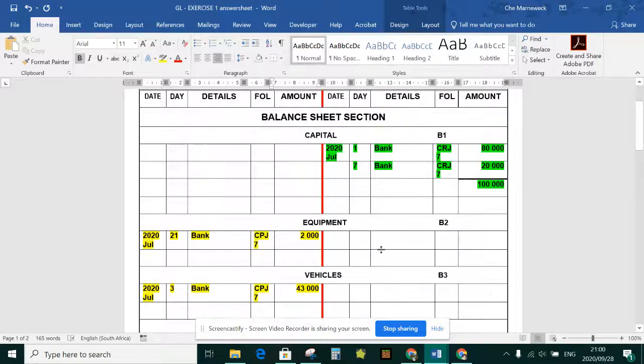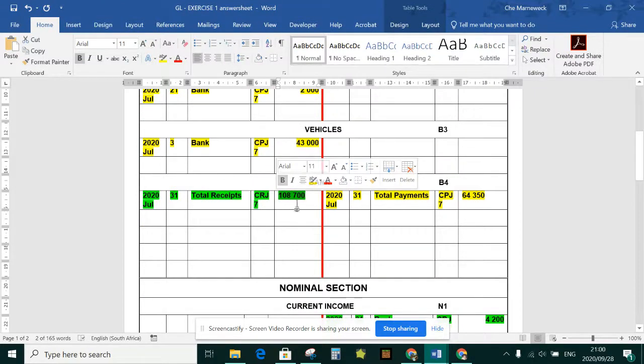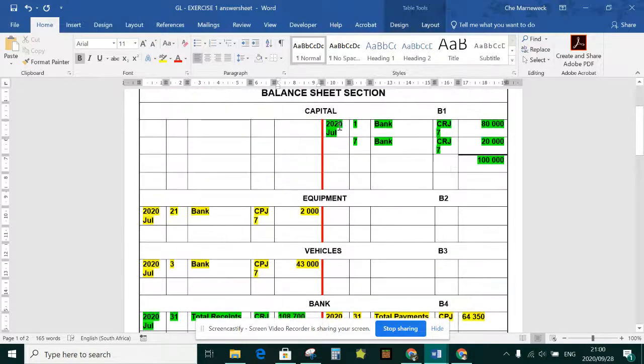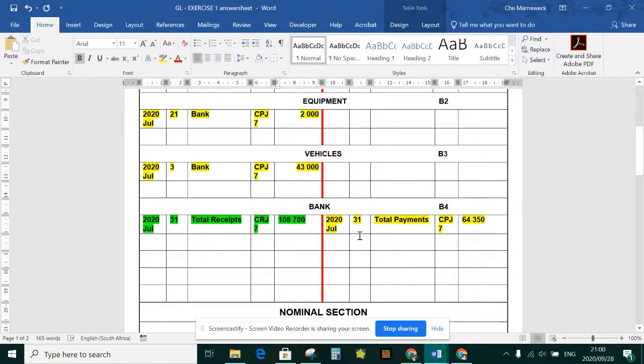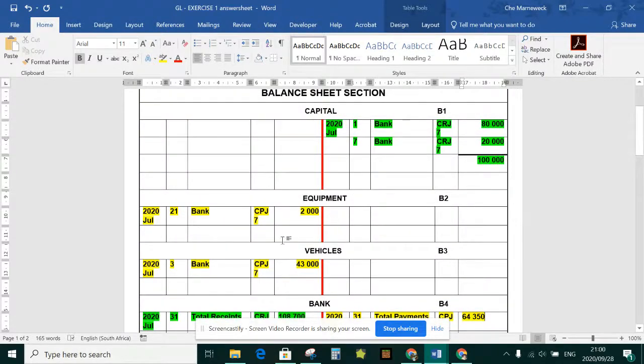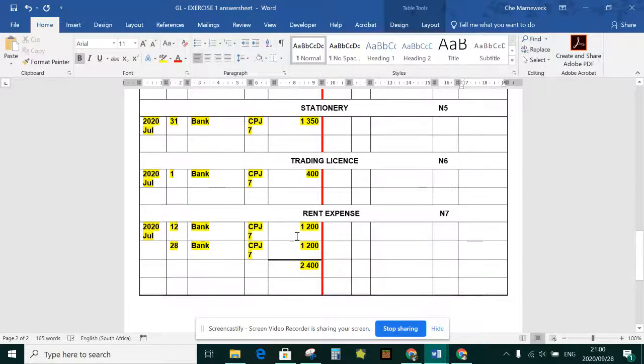So when we post on the cash receipts journal, we debit bank, so I post the amount on the left-hand side of bank. We credit every other account. So we have credited capital, we have credited current income, we have credited rent income. When I post on the cash payments journal, I credit bank. That means I record the amount on the right-hand side of bank. And we debit every other account. So I debit equipment, vehicles, material costs, wages, stationery, trading license, and rent expense.